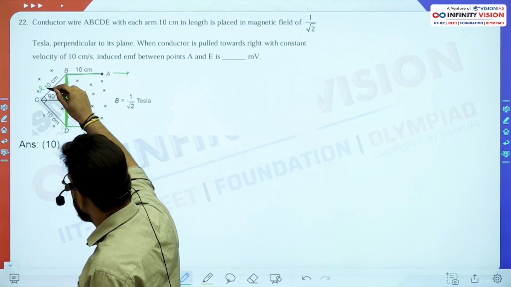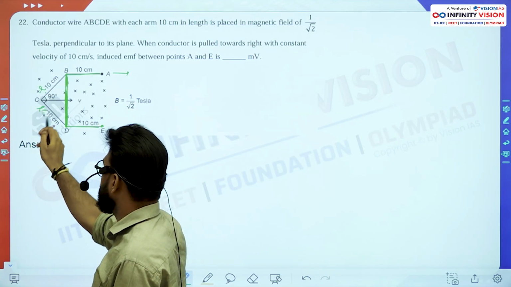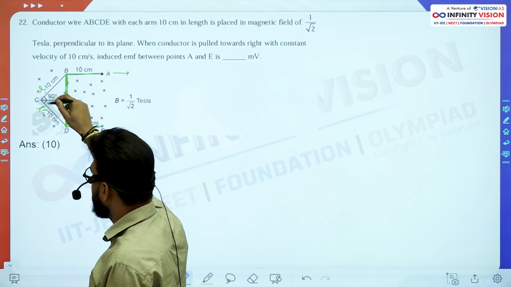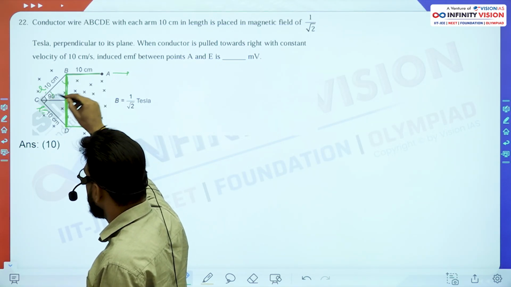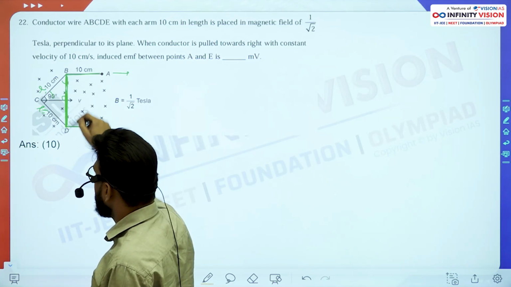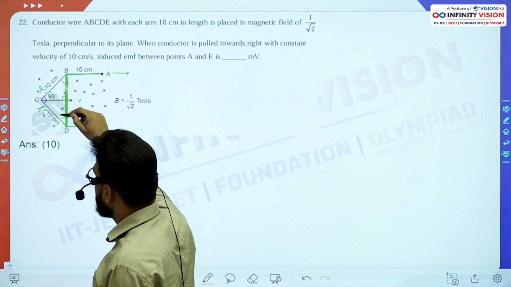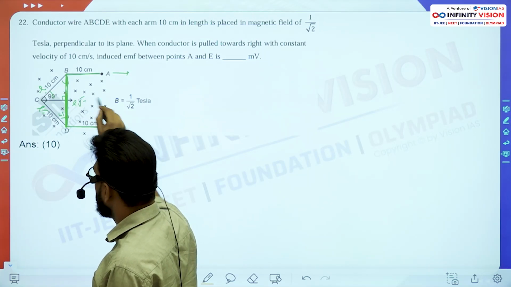Suppose this is your L length, which is 10 centimeter. This is also L, which is 10 centimeter, and this is 90 degree. So that means this is 45 and this is 45 and this would be 90. And it also makes a right angle triangle, and these two would be 45. So that means L, L. So this comes out to be L root 2.